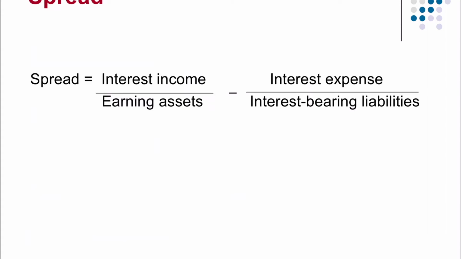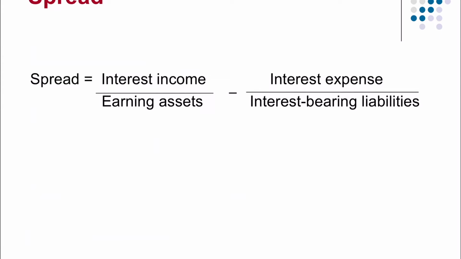But it is something to consider that with the higher spread, you do have to consider the potential risk implications of obtaining that higher spread. So that is something that needs to be considered when you're looking at companies or looking at banks and their spread. So your spread equation is interest income divided by earning assets. So this is simply your average yield on earning assets minus your interest expense divided by your interest-bearing liabilities. This is your average cost of your interest-bearing liabilities.